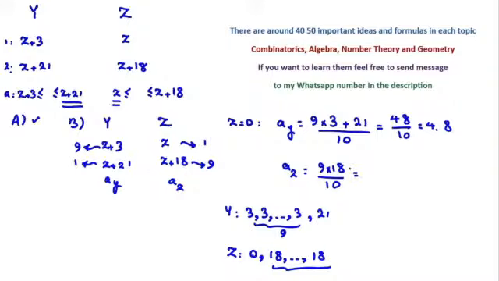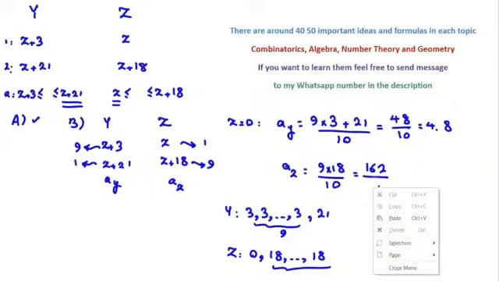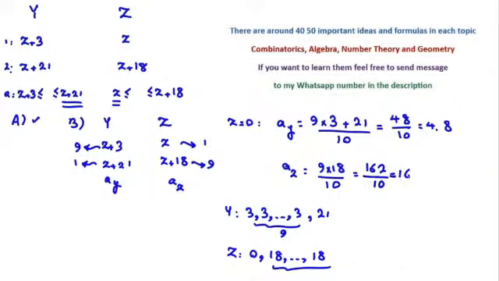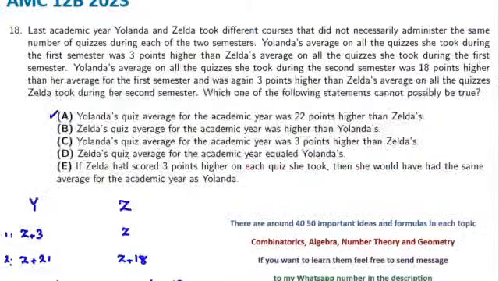Okay, 9 times 18 over 10 is what? 9 times 8 is 72. We have 7, 9 times 1 plus 7 is 16, over 10. So it will be what? 16.2. So it is possible that the academic average for Zelda is greater than Yolanda's. And here, so we can reject B.